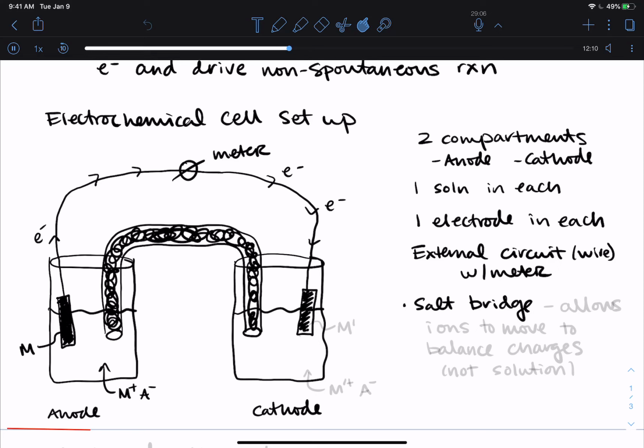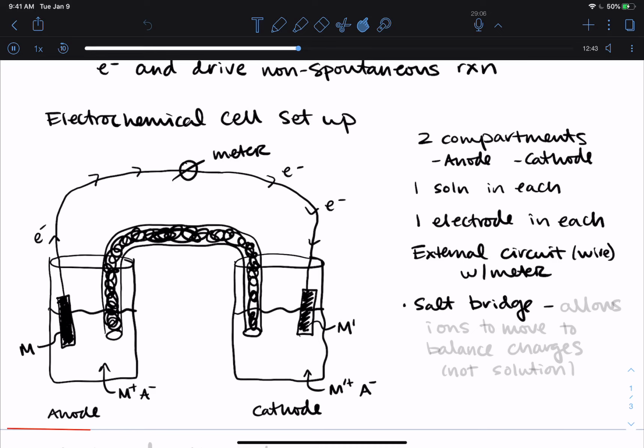And this is some other metal, so I'm just going to call it M'. And in solution, my M' plus will be able to come up to this electrode, pick up an electron, and deposit on the surface. So this also needs some kind of counter ion. I've just written it as A-. It could be the same as the other flask. It could be different. It doesn't matter because it's just there to balance everything out.